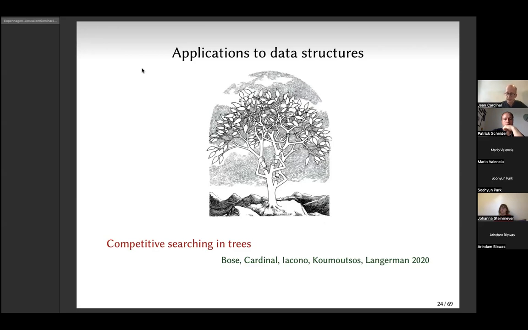And we can actually use elimination trees on graphs to design data structures that search now not a linearly ordered universe. What we did with Gilles Bose, John Iacono, Koumoutos, and Langerman in Brussels is to extend the notion of binary search tree to universes which are tree ordered.